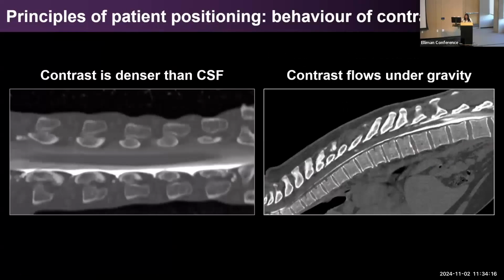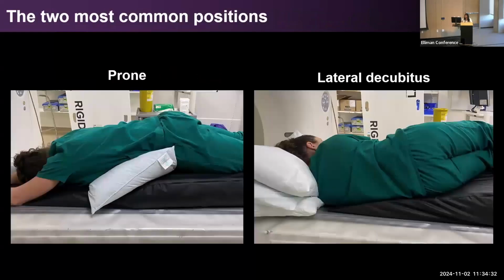So I position the patient so that the likely site of the CSF leak is downward, because contrast is denser than CSF and sinks dependently. And we can't tilt the CT table, so we have to tilt the patient to get contrast to run down the dependent portion of the spine under gravity. These are the two most common positions. There are a variety of positioning devices out there, and these are some of the ones that we use.